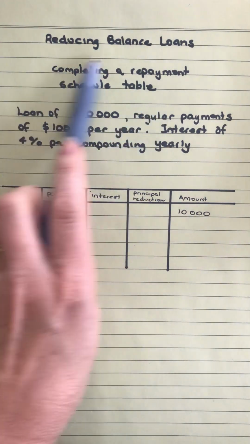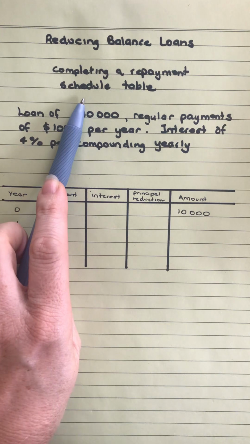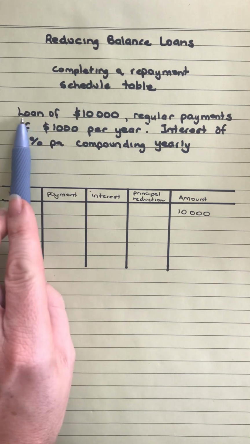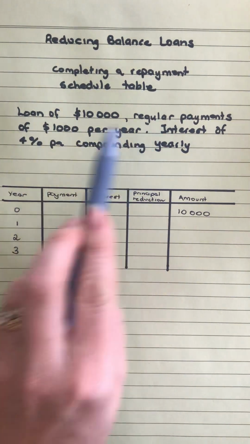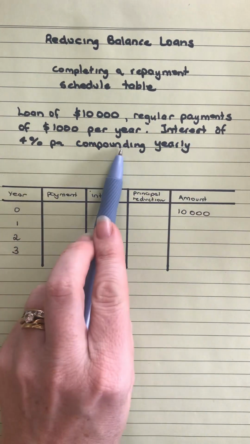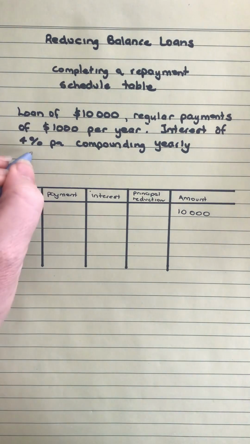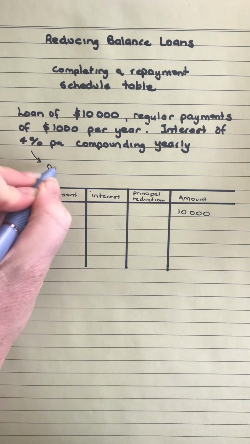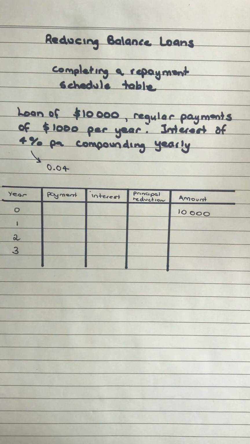I'm specifically looking at how to complete a repayment schedule table. So in this case, I've got a loan of $10,000, regular payments of $1,000 per year, and the interest of 4% per annum compounding yearly. So for starters, I'm going to change that 4% to 0.04. And so whatever my amount is, that's what I'm going to multiply by. My payments are going to be the same each year.